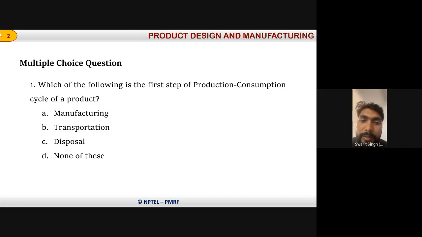Which of the following is the first step of the production consumption cycle of a product? Just kindly go through the options that are given: manufacturing, transportation, disposal, and none of these. So which is the correct answer? I got one, option D. The rest are A. So the answer is next.